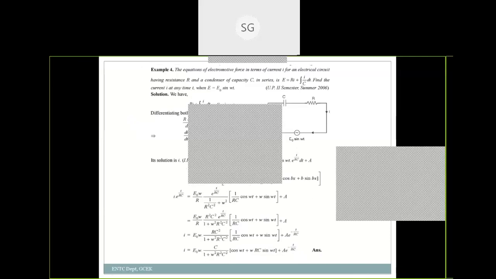Yes, you can read this question now. The next question is: the equation of electromotive force in terms of the current I for an electrical circuit having resistance R and condenser of capacity C in series is given by this equation. So E is equal to, this is also a question of RC. Find the current I at any time t when E is equal to E naught sine omega t.